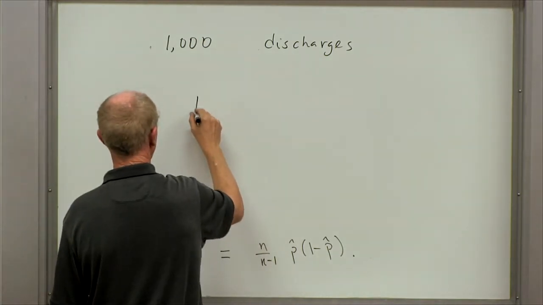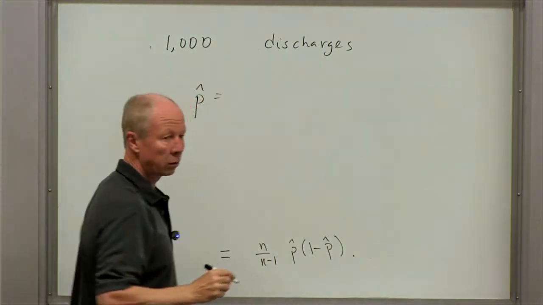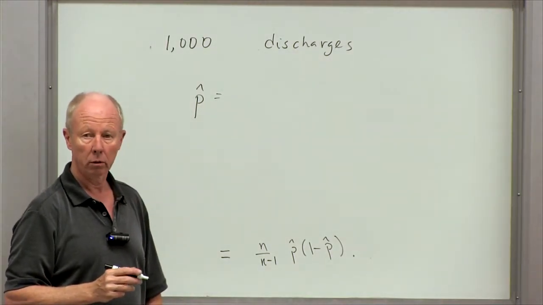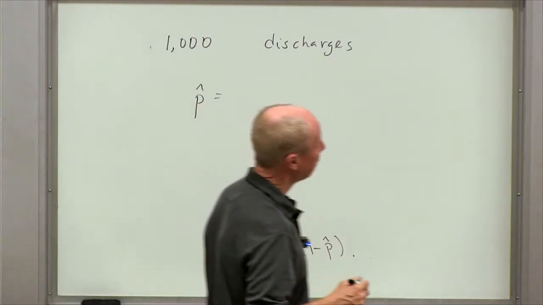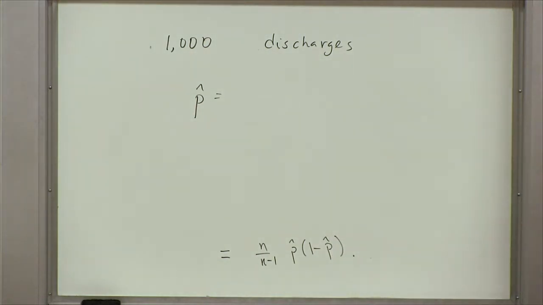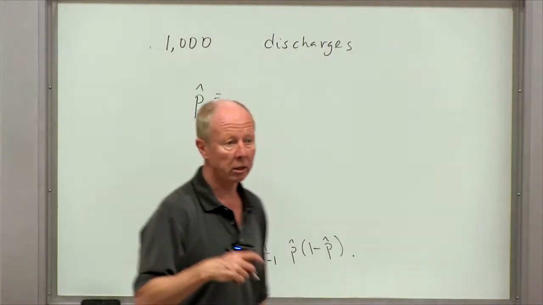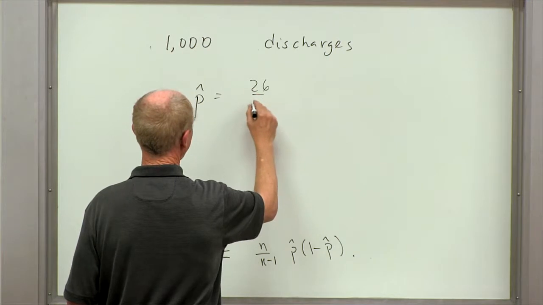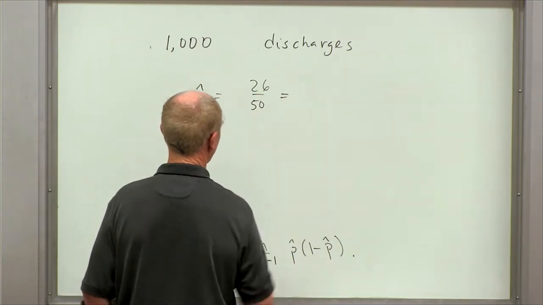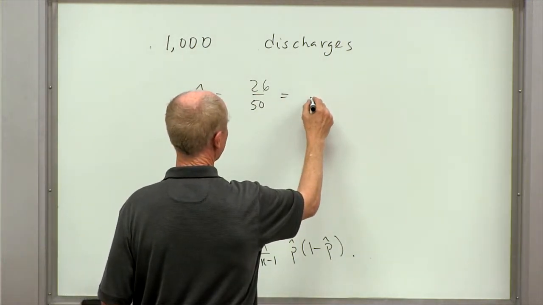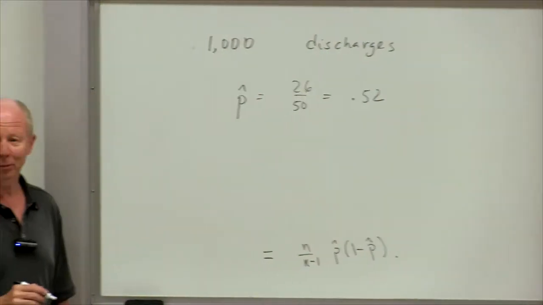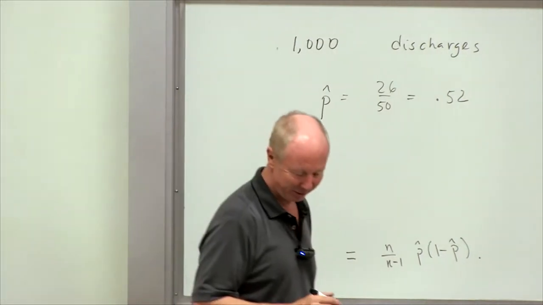So this means, what about p hat? Yeah, so it'd be 1 over n times the sum of the xi's. Xi's are 1 or 0: 1 if they had fewer than 1,000 discharges, 0 otherwise. So it'd be 1 over 50 times 26, or 26 over 50, which is 0.52. Is that right? I think, pretty clearly.